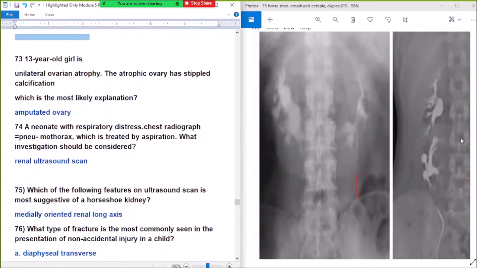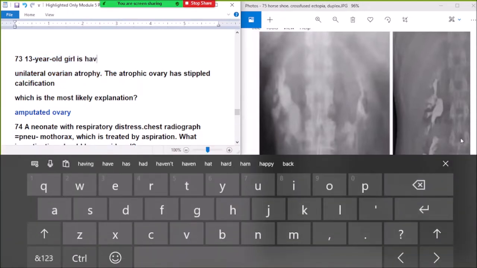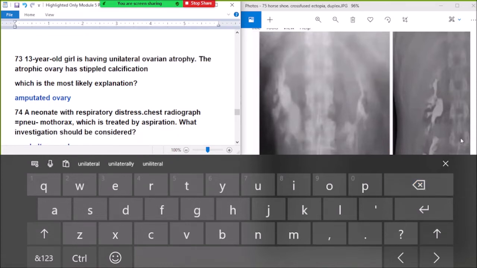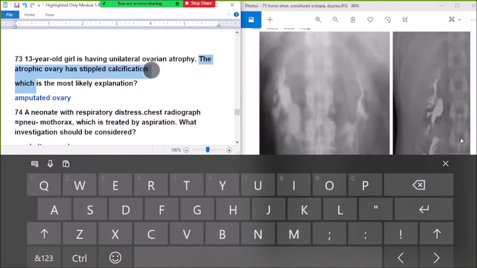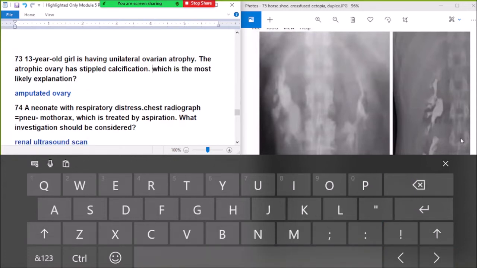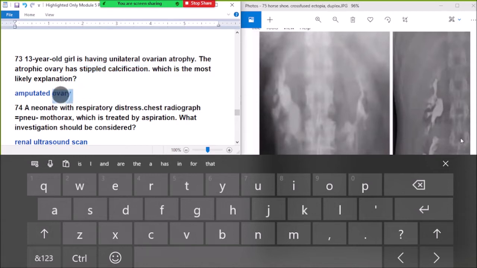Question number 73. A 13-year-old girl with unilateral ovarian atrophy. The atrophic ovary has stippled calcification. Most likely explanation: amputated ovary. An ovary with stippled calcification indicates an amputated ovary.